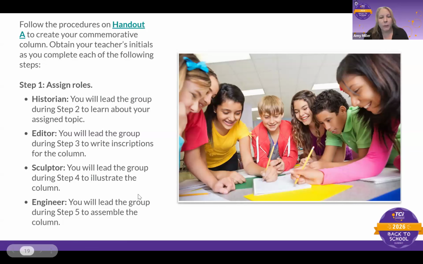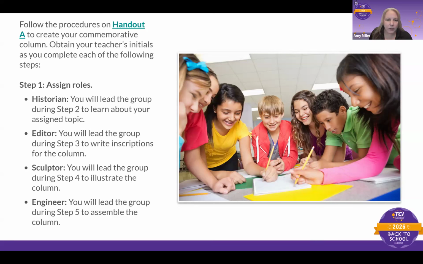This is problem-solving group work. And for those of you that have worked with TCI materials, you're aware that we have handouts that assign roles for the students. And for those of you that are new to TCI, this is one of the things that sets us apart from other group work, if we can use that term. Our problem-solving group work is we give a higher level thinking problem to a small group of students, and they are assigned roles: historian, editor, sculptor, and engineer for this particular assignment.